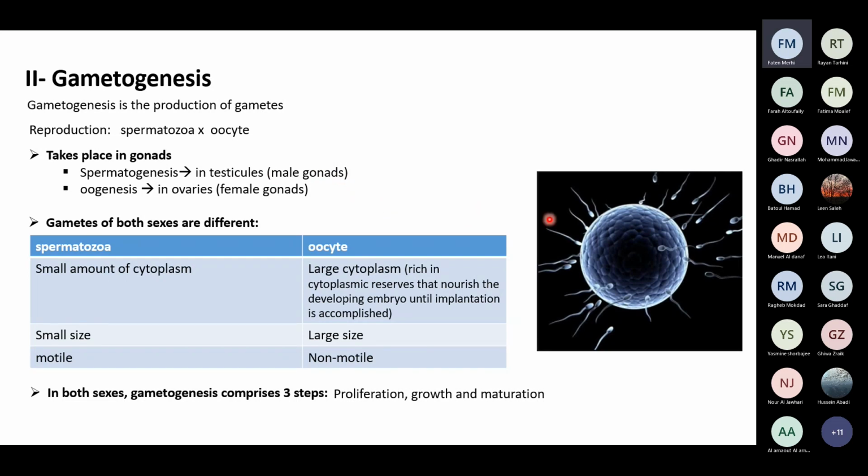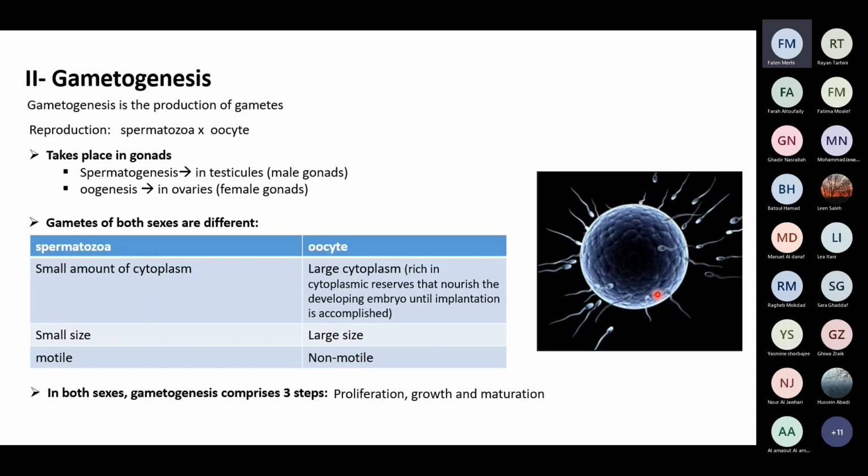the gametes of both sexes, so the spermatozoa and the ovum or the oocyte, are not the same. Okay, we have many differences between them, and we can mostly notice the size that is different. We can see how big is the oocyte compared to the size of a spermatozoon. Okay, one spermatozoon or sperm cell is very small compared to the oocyte, which is much larger in size.